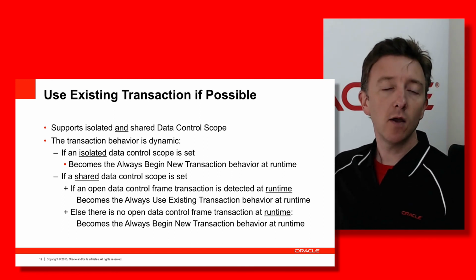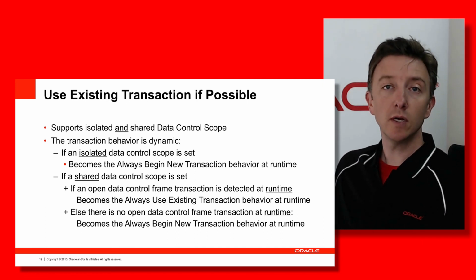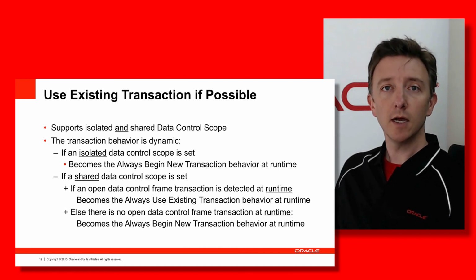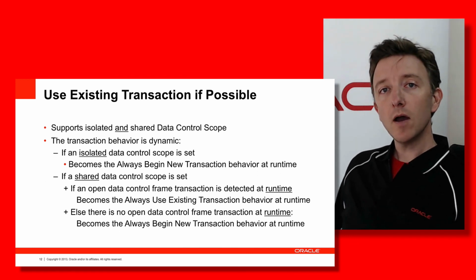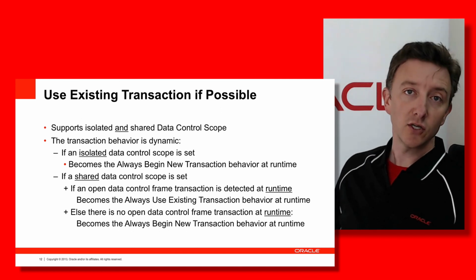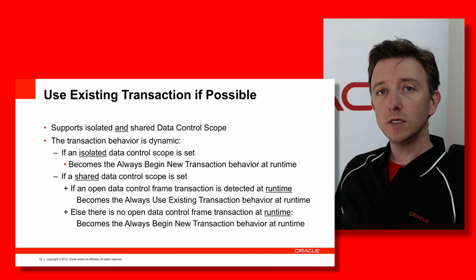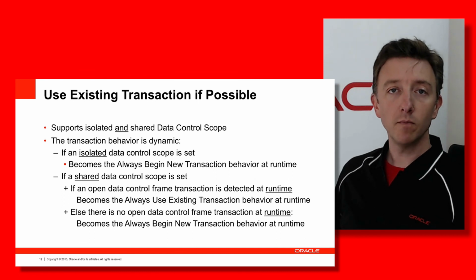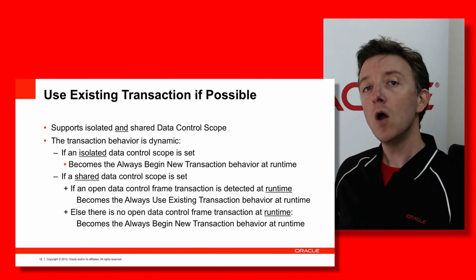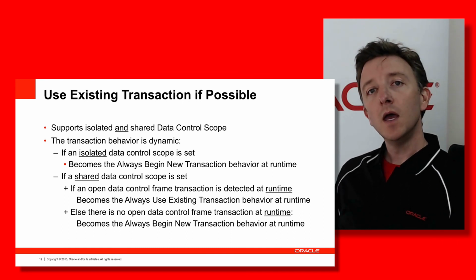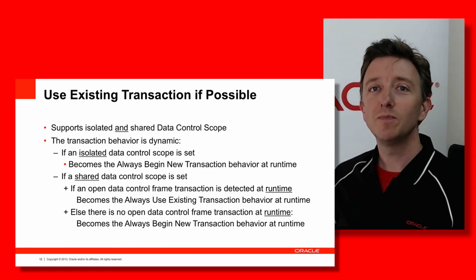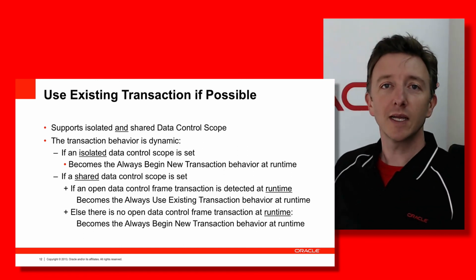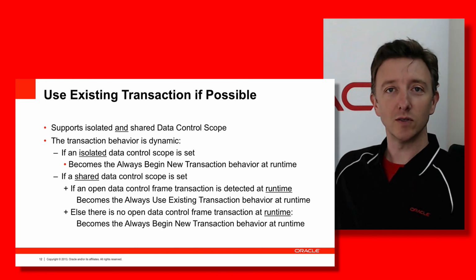And so therefore setting the options either to always begin new transaction or always use existing transaction, if those were the only two options I had, we would get stuck and this would be a problem. To combat that, Oracle has a third option, and this is the use existing transaction if possible option. And this option is actually a runtime dynamic option, and basically it changes its behavior at runtime based on what's happening either in the data control frame or what you've set for the data control scope. I always like to call this the promiscuous option, because basically if there's a transaction going on, it will join it, but otherwise it'll go off and do its own thing.